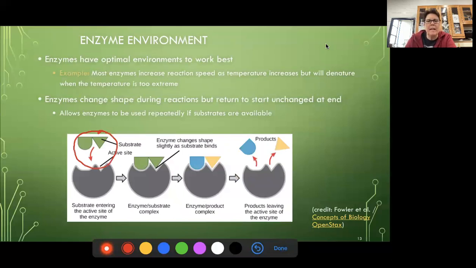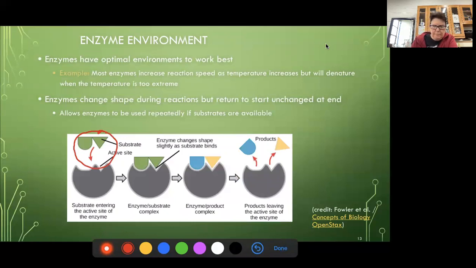When this happens, usually when that substrate binds, the enzyme changes shape, and that conformation change allows this process to happen faster, whether it's bending, putting stress on that covalent bond to break, or holding those molecules together so that the covalent bond can form. So that enzyme is very, very specific to what it binds to in that active site.